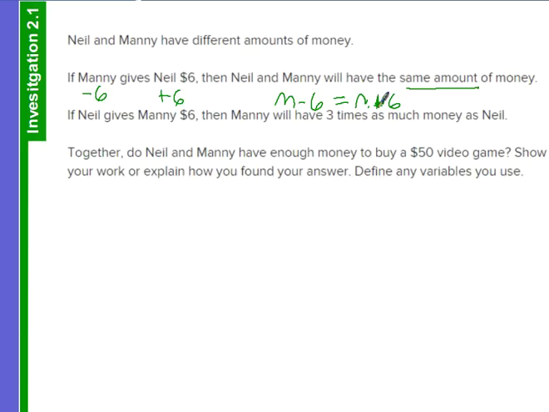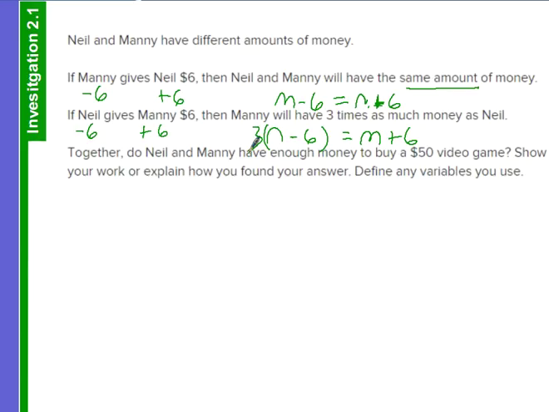The next statement says if Neil gives, so now Neil is losing 6 and Manny is gaining 6, then Manny will have 3 times as much money as Neil, which means Neil minus the $6 is going to equal Manny plus the $6 if we multiply Neil's value by 3. So now we have two equations.